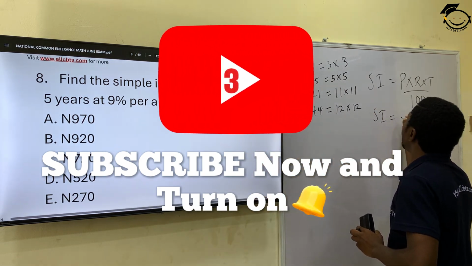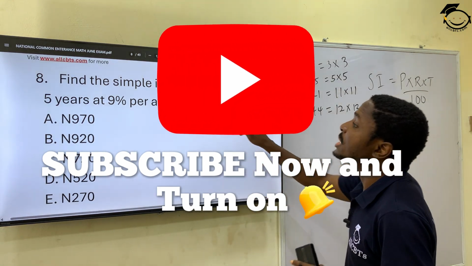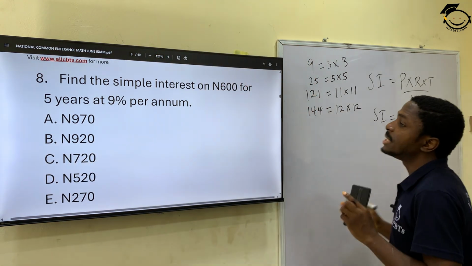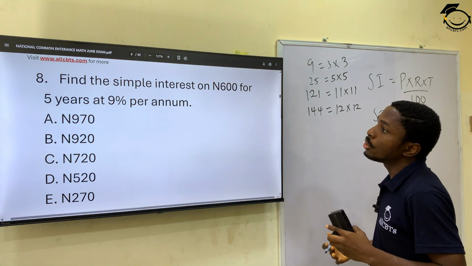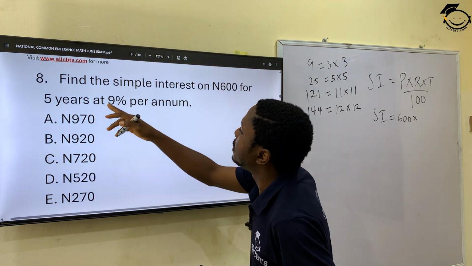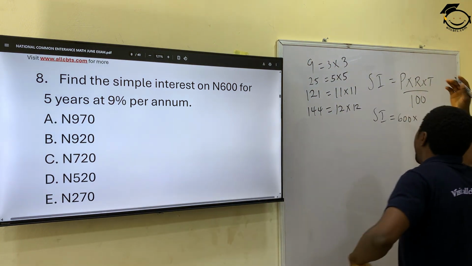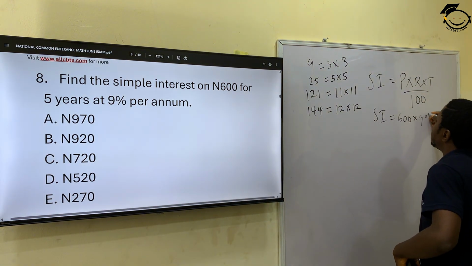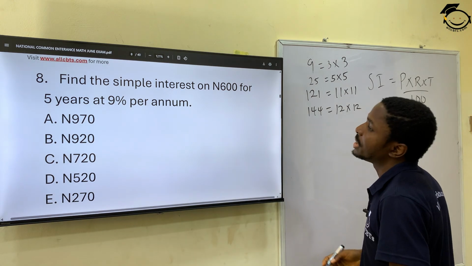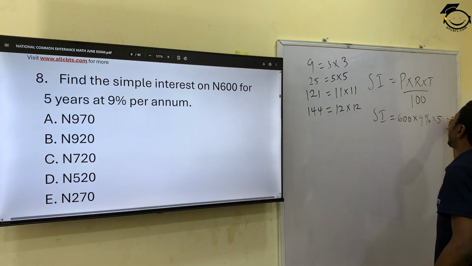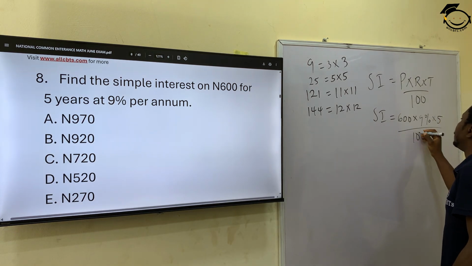What's the principal? The principal is 600. What is the rate? The rate is 9%, not how long. The rate is by how much. So 9%, which is 9 times 100, and 5 years times 5, right, over 100, right?